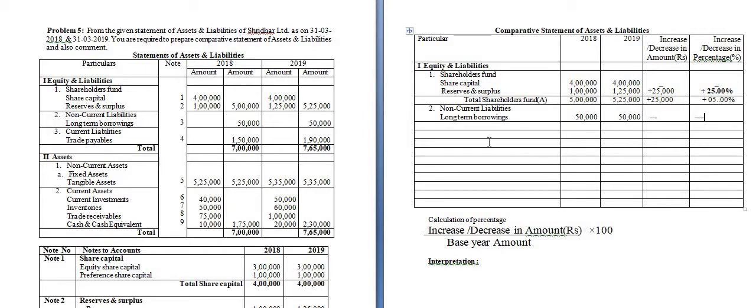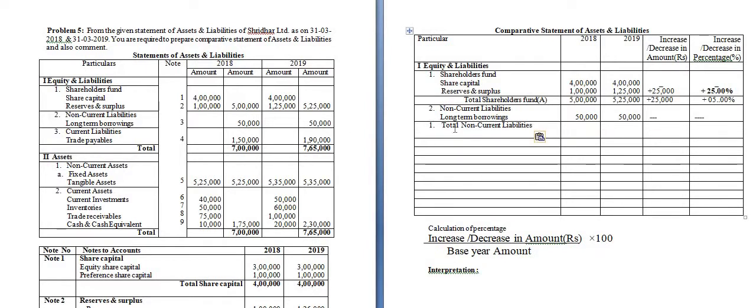Same in the percentage column. Now write here total non-current liabilities, in bracket B. How much is non-current liabilities? 50,000, in bracket B, 50,000.